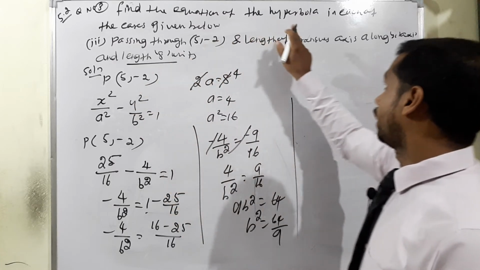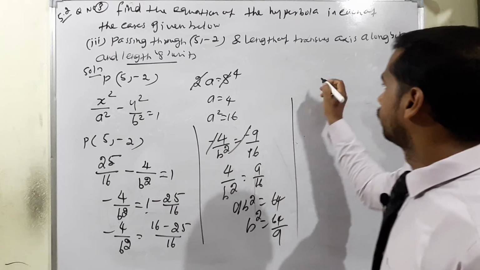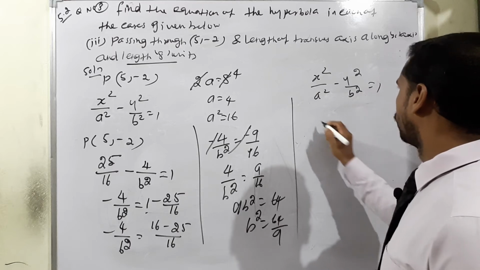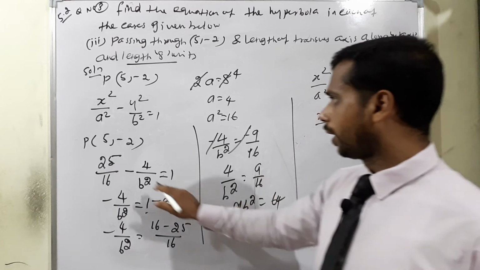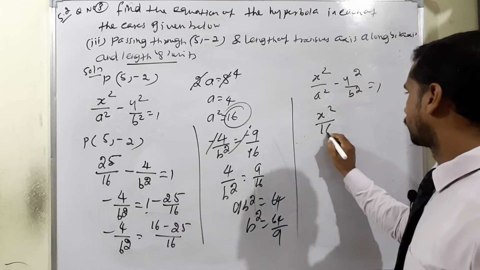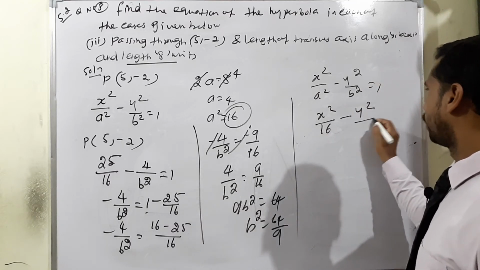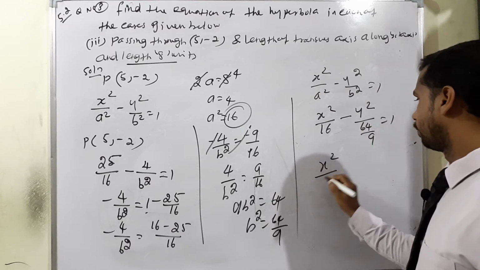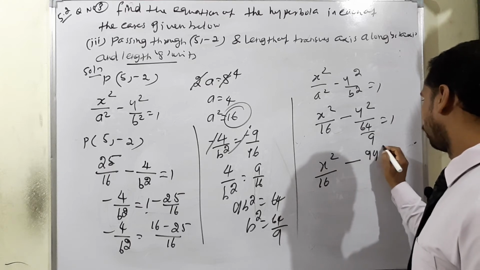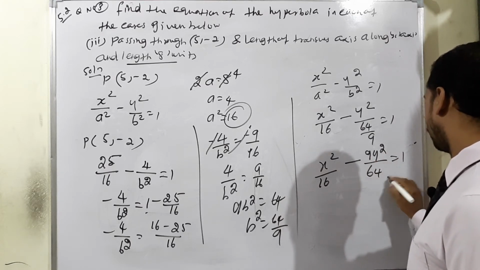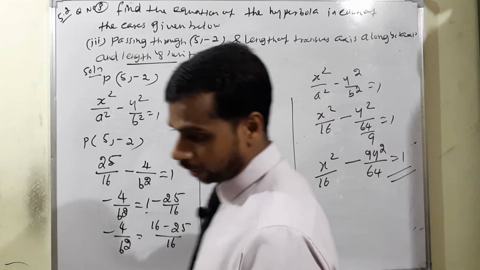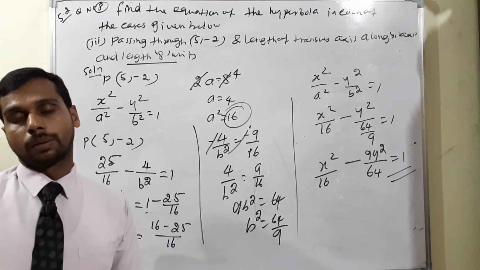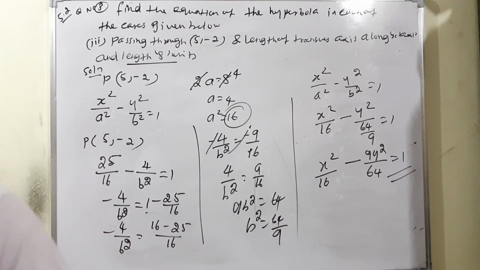The condition: transverse axis along the x axis means x square by a square minus y square by b square is equal to 1. Therefore x square by a square is equal to 16, isn't it? x square by 16 minus y square divided by b square, means 64 divided by 9, is equal to 1. Therefore the final answer is x square by 16 minus 9 y square divided by 64 is equal to 1. This is the answer for subdivision third. Okay. Question number 3, exercise 5.2, all the subdivisions are over. I will continue with question number 4 from exercise 5.2.